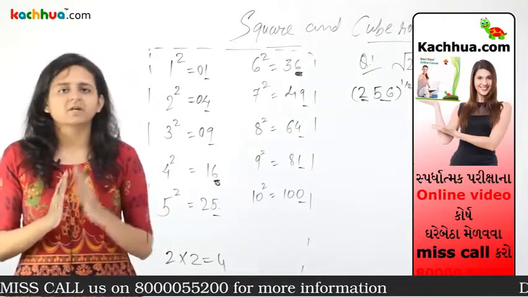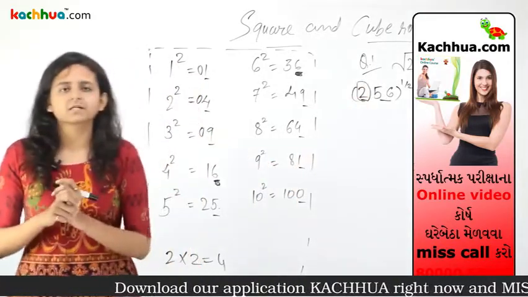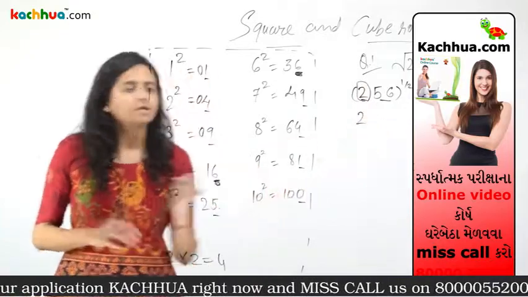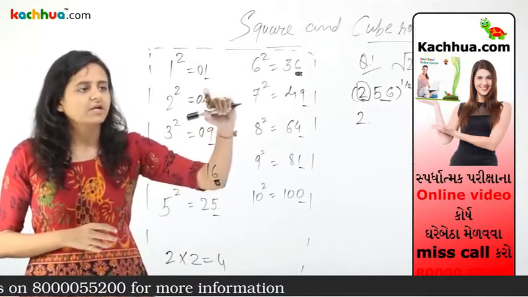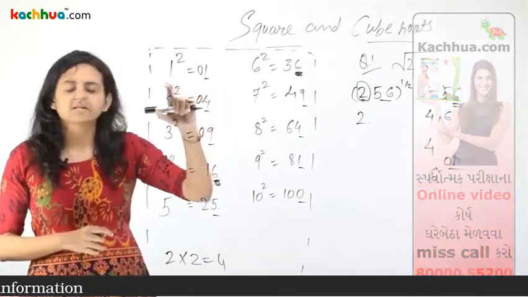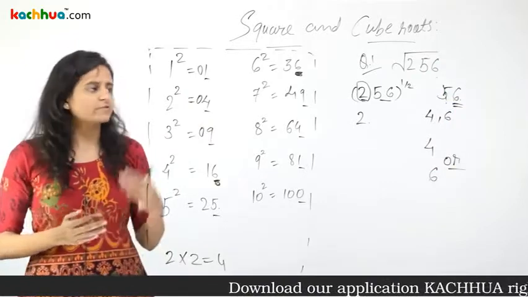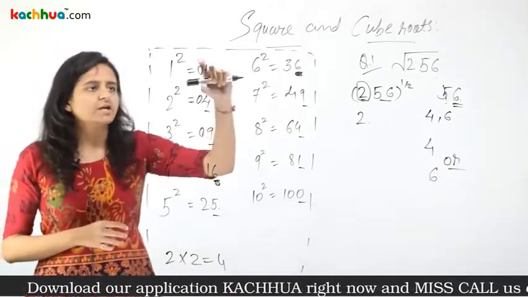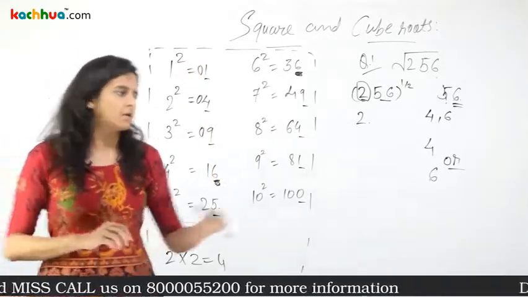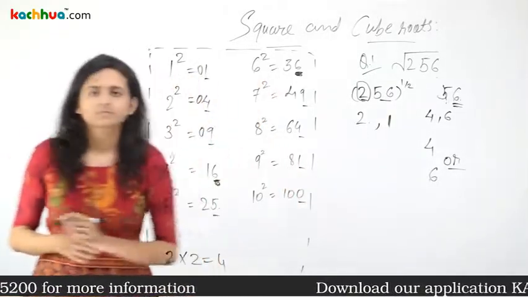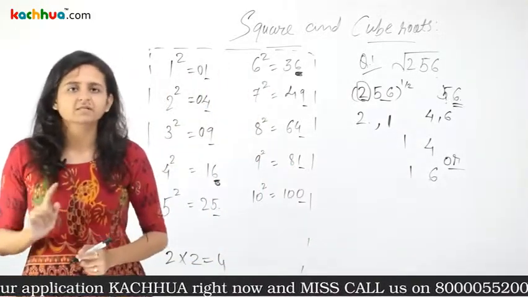Now we have to check for the first digit. For the first digit, what we will see? The number over here is 2. Now we have to check which square is less than 2. If we check 2 square, it is 4. 4 is greater than 2, so we won't go for that. We will check for 1. 1 square is 1. Now 1 is less than 2, yes. So we will write 1. Correct? 1 will be our first digit.